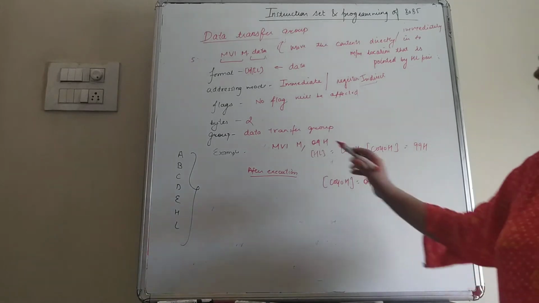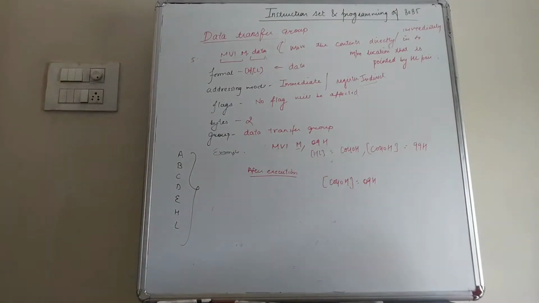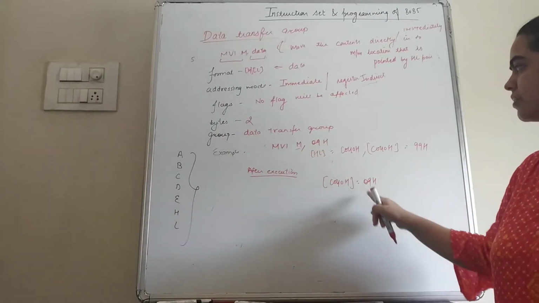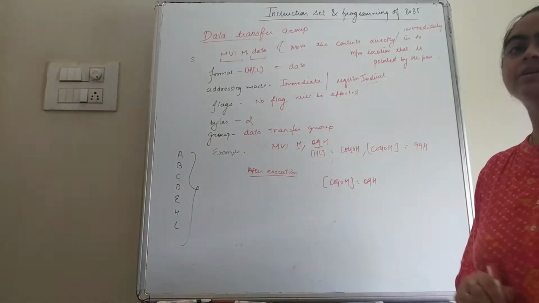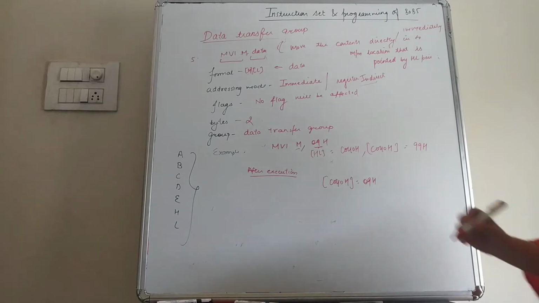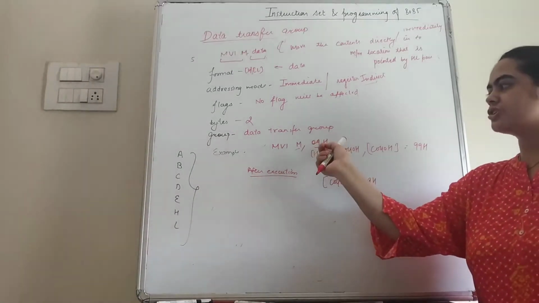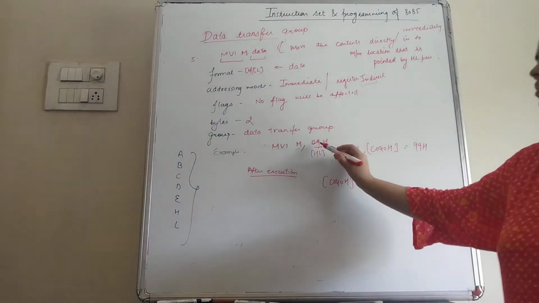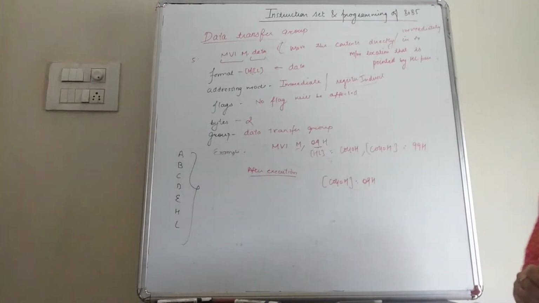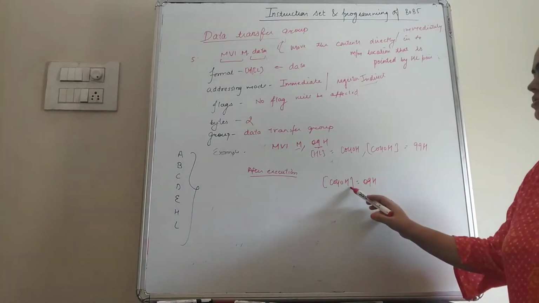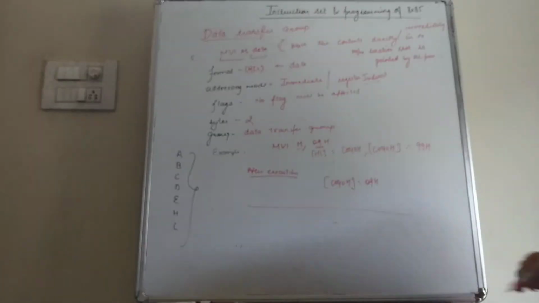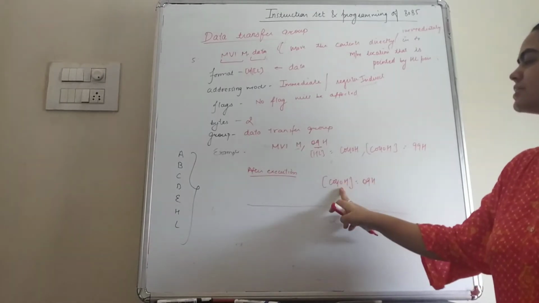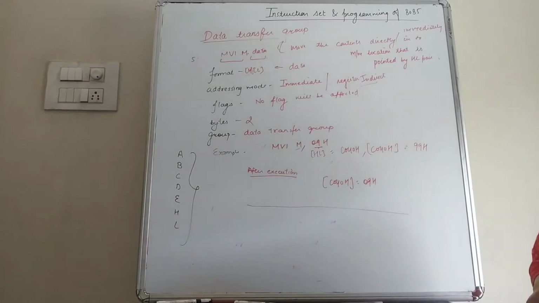So that means whatever value is present in the memory location that is pointed by the HL pair will be replaced by the data that is given in the instruction. So here in this instruction the 09H data is given, so this data will be moved into the memory location C040H. So after execution the result is 09H in this memory location.